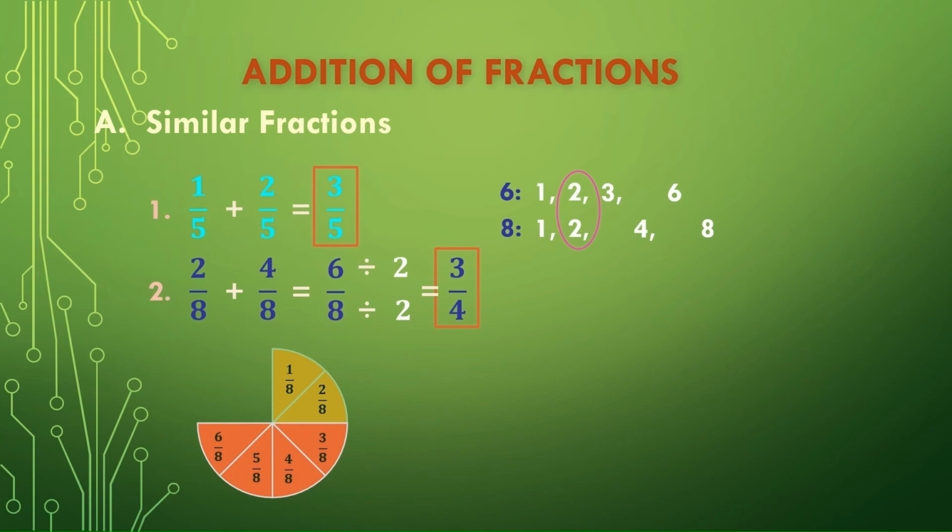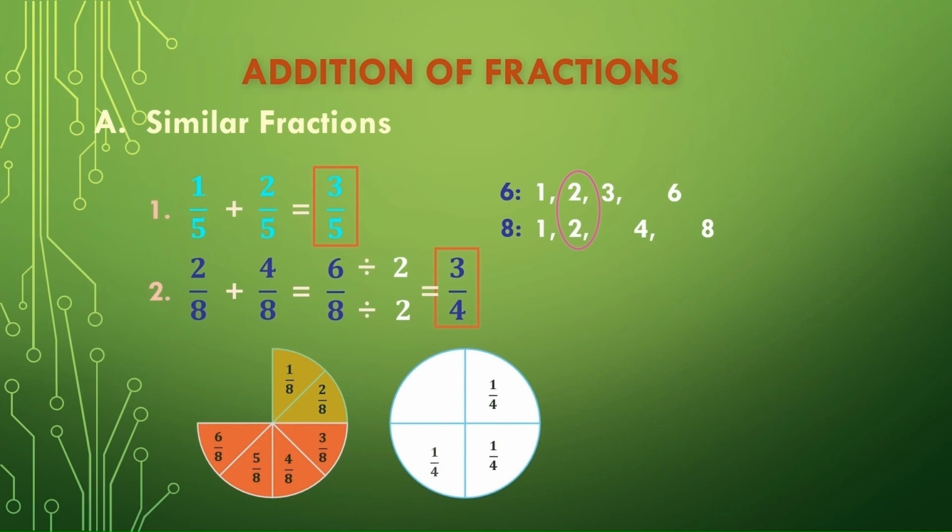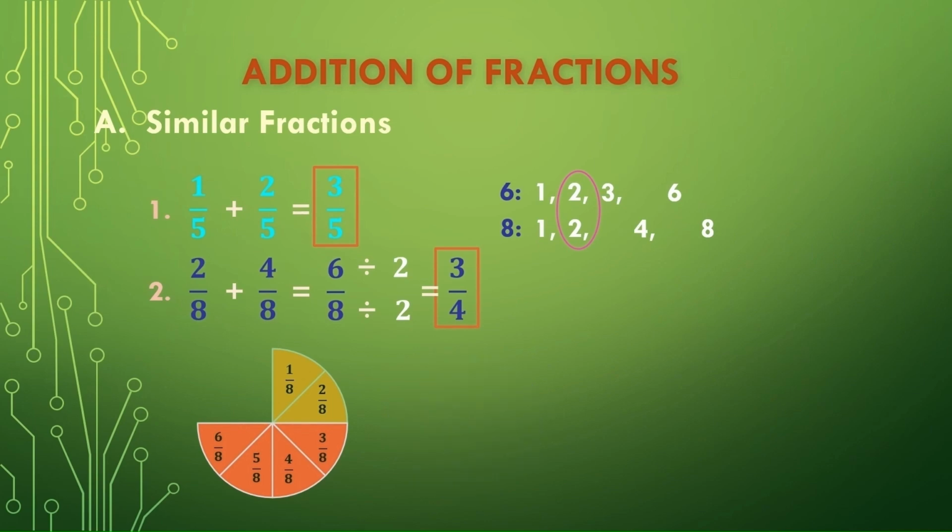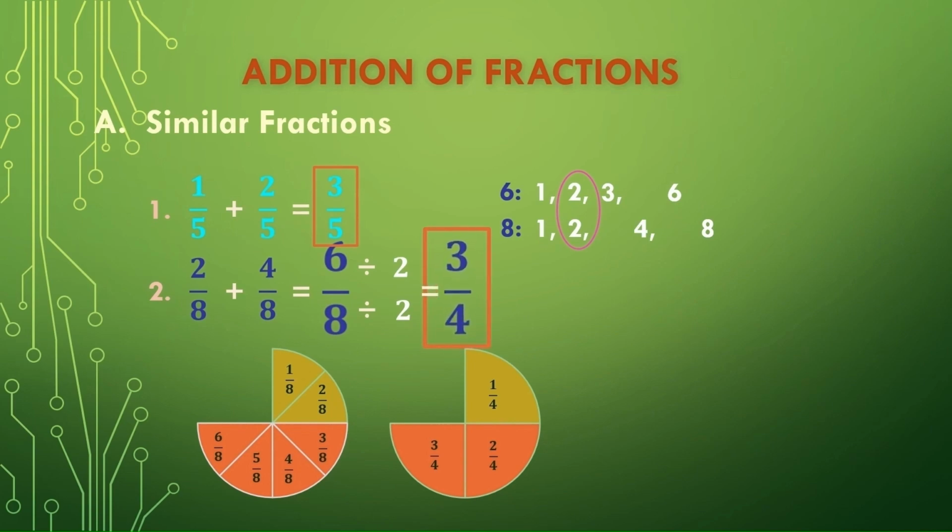Now let's have another circle which is equivalent to one whole. Let's divide the circle into 4 equal parts. Each part of the circle is 1/4. This is how 3/4 looks like. So 6/8 is the same as 3/4. The simplest form of 6/8 is its equivalent fraction, which is 3/4.